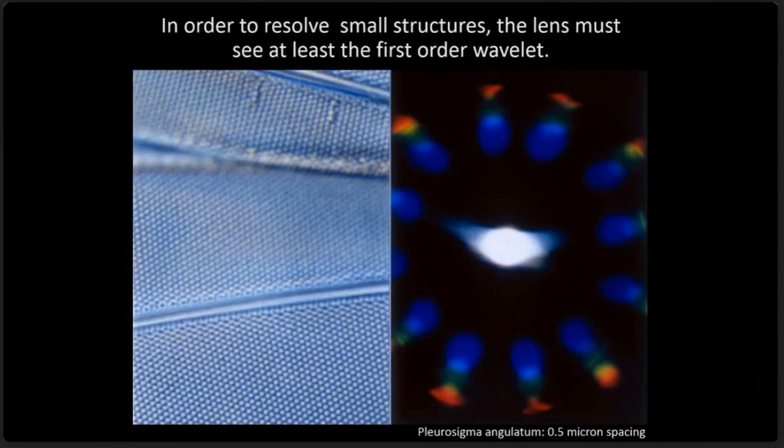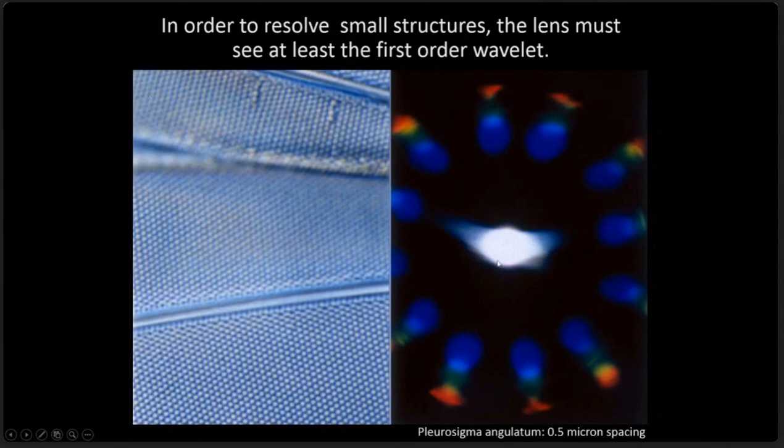So here's an object that is right at the limit of resolution with a light microscope. This is Pleurosigma angulatum. It's used to test how good your microscope is. If you have a really good microscope, it should look like this. And if you take the eyepiece out of the right side, you're going to see the zero order and then the first order. Now, these spacings are so small that you don't see the second order because it falls outside of the objective aperture.